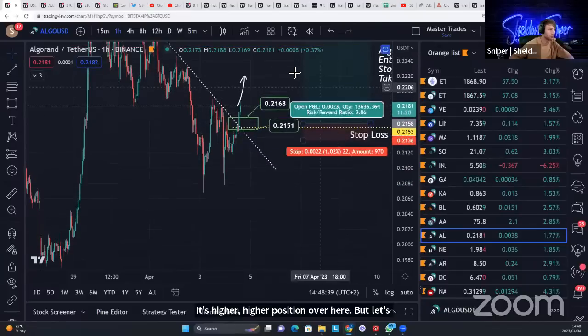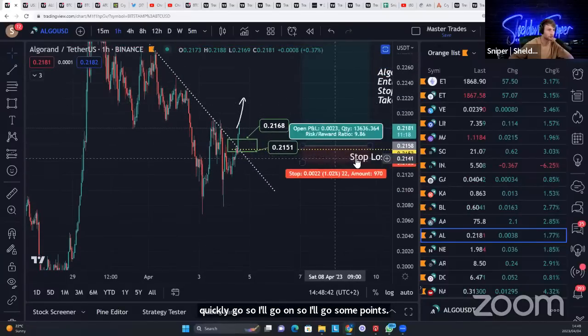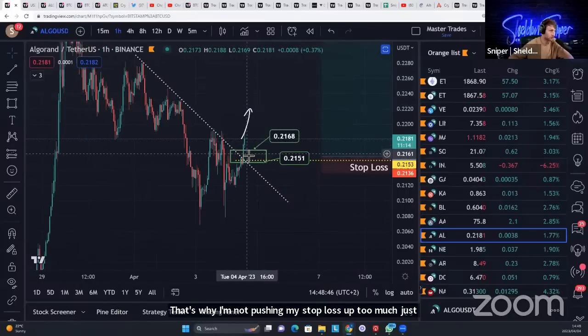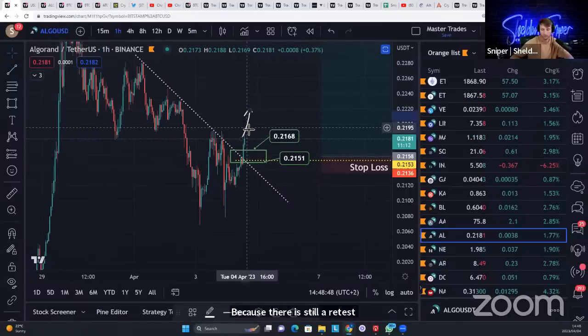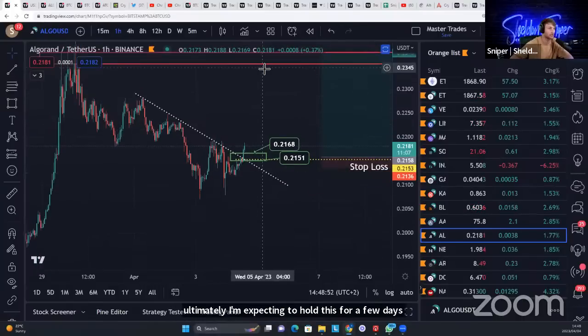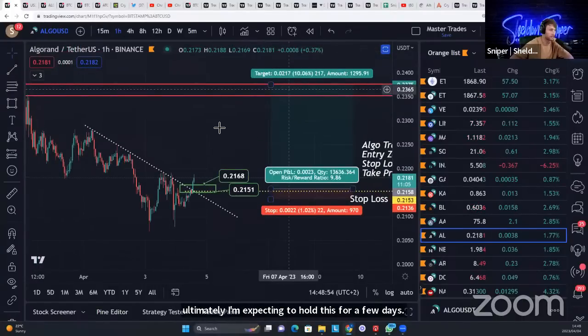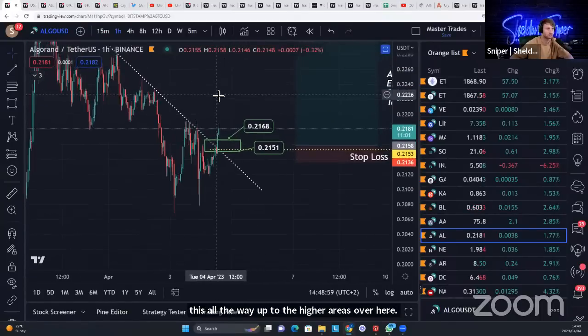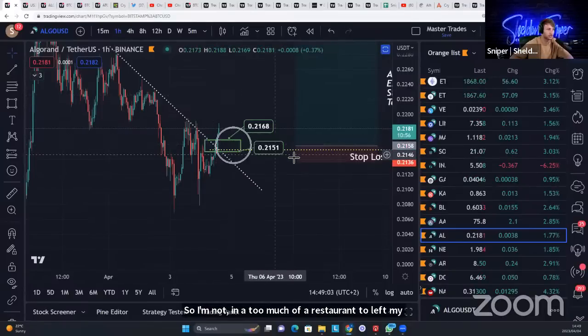There is a possibility of a retest. That's why I'm not pushing my stop loss up too much just yet, because there is still a retest possibility. But ultimately, I'm expecting to hold this for a few days. I think the alt run's coming, and I'm expecting to hold this all the way up to the higher areas over here. So I'm not in too much of a rush to lift my stop loss just yet. This is the only area I'll be getting in, guys.